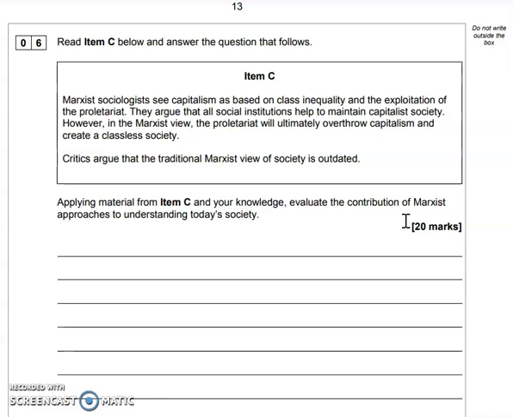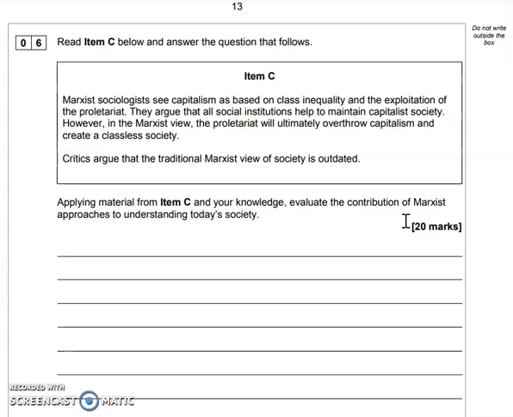The good answers had a solid and extensive knowledge of general Marxist concepts and then were able to examine this contribution to our understanding of today's society by looking specifically at the Marxist approaches to a particular topic area. The popular ones were class differences in education, and also within crime.